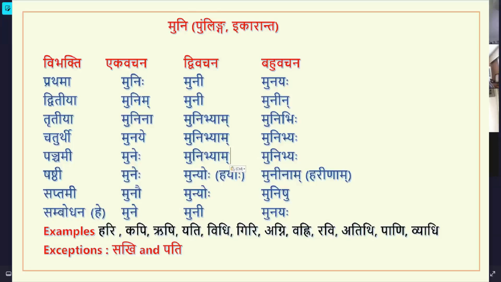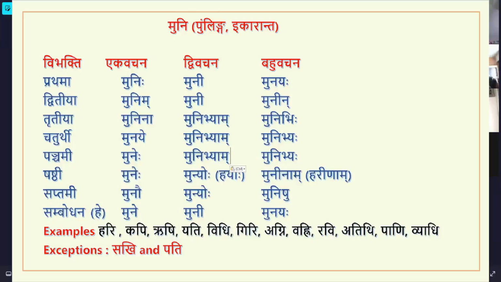Don't pronounce it wrongly, because then you won't know whether it is small u or munishu. Munishu. So muni, muni, munaya, munim, muni, munin, munina, munibhyam, munibhi, mune, munibhyam, munibhya, mune, munibhyam, munibhya, munau, munyo, munyo, munishu. And then if you call a muni, hey, mune.